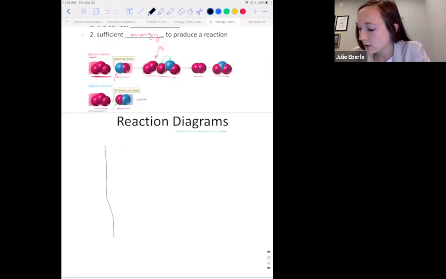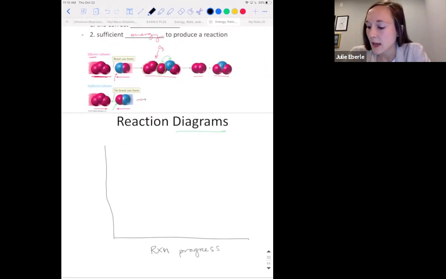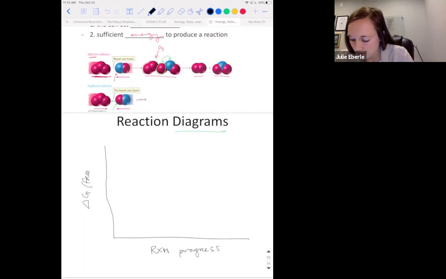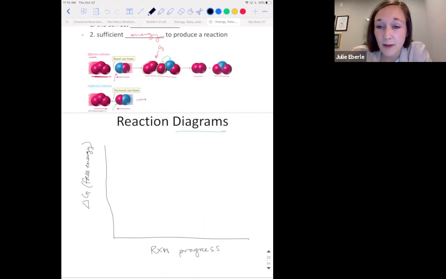So I'm going to draw just a little X and Y axis. On the x-axis is the reaction progress, from beginning to end. And on the y-axis, I'm going to write delta G. This is going to be our level of free energy. Every reaction diagram has the same x and y axis: your energy on your y-axis, your reaction progress on the x-axis.